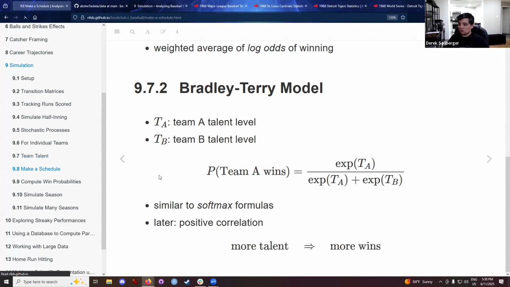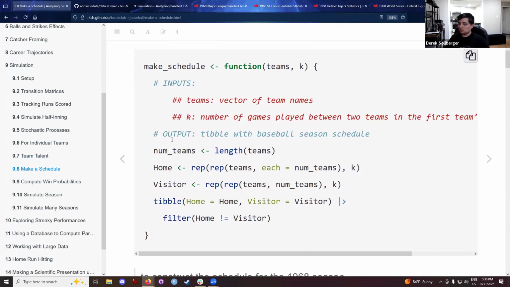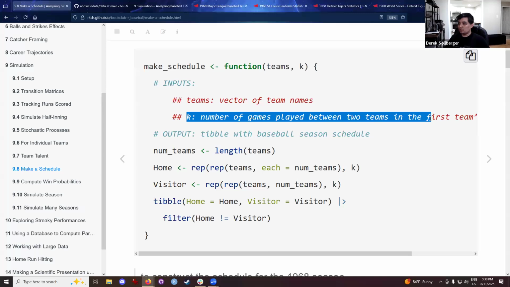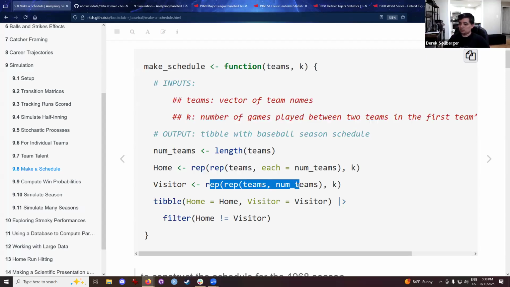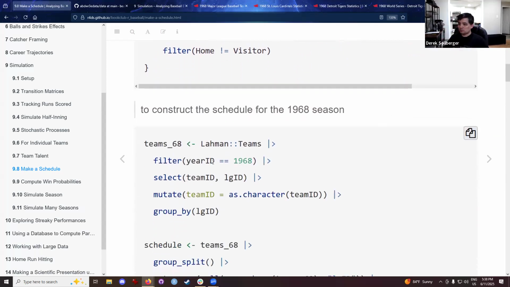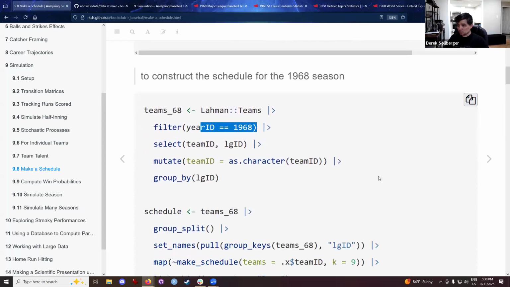So we'll make a schedule. This takes a vector of team names and the number of games played between the two teams, which will be k equals 9 in this case. With some careful R code, it's just going to do a bunch of permutations to get all the possible permutations. Keep in mind, you also have the home and away teams. And we're going to do this for the 1968 season.